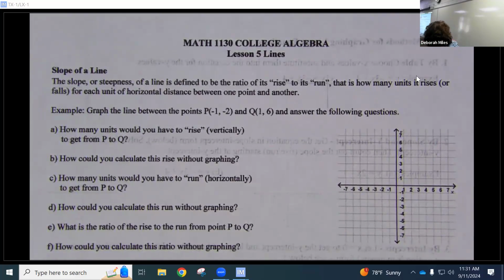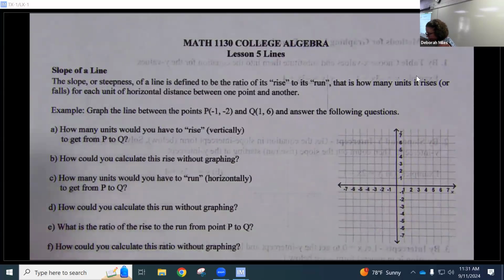First, we need to talk about the slope of a line, and the slope or steepness of a line is the ratio of its rise to its run, how much you go up for each unit you go over. Basically, it's the same thing as the slope of a mountain to a mountain climber. It's the rate of ascent for each unit of forward progress.